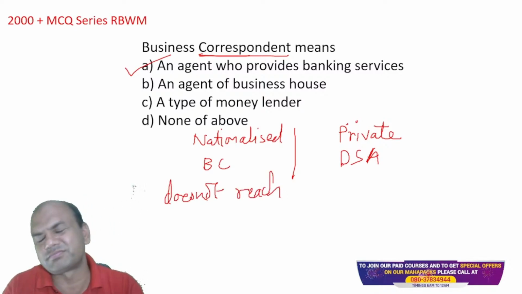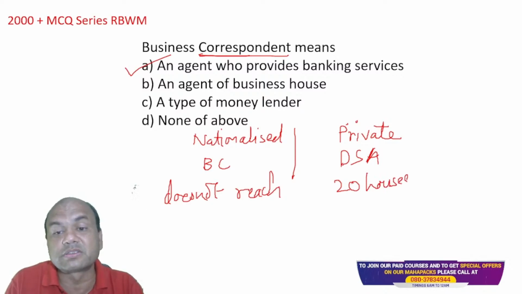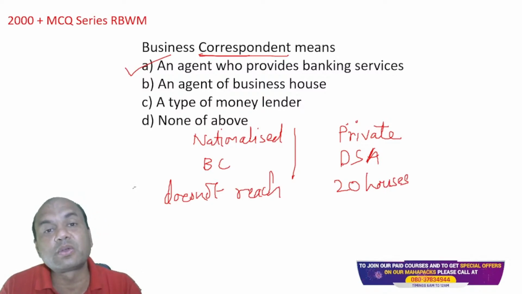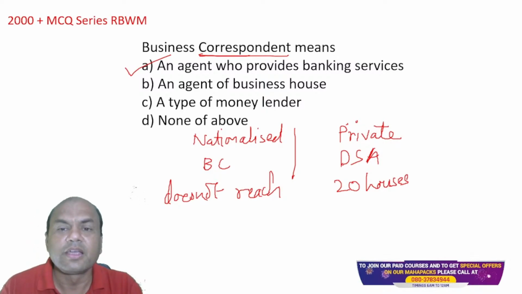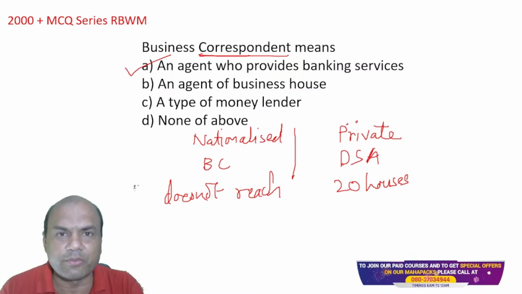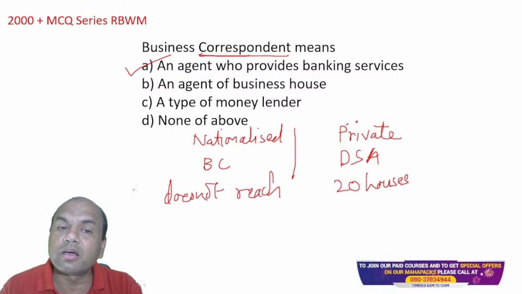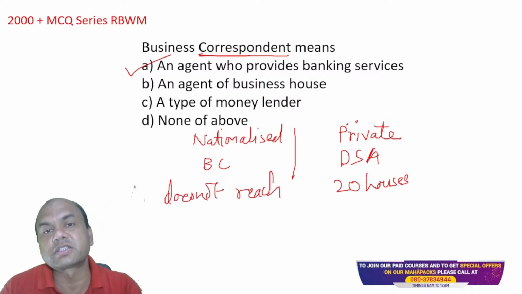Let's say there's a small village of 20 houses. There are many villages with 20 houses, 30 houses, 50 houses. The population is hardly 200, 300, 400 max. Can you set up a branch there with 500 population? You can't. If you set up a branch there, what will be the cost? Your salaries, running expenses, electricity, and the employees coming and going, because they won't be living in that village. They'll be staying in the nearby cities. So we don't open a branch there. We open a BC there, a business correspondent, a private agency. Somebody from that village itself will provide the banking services.